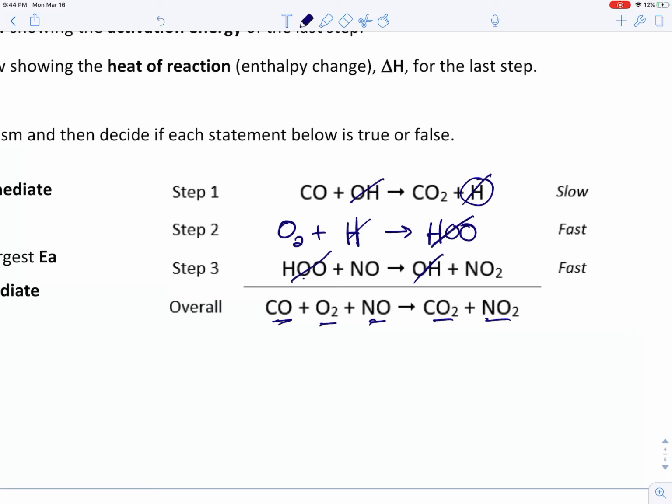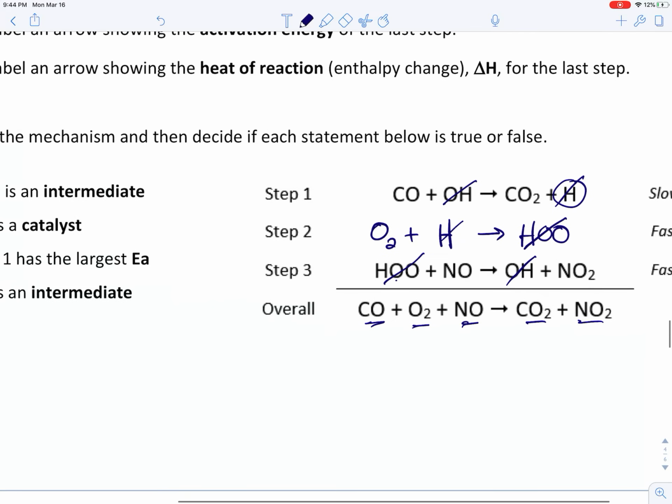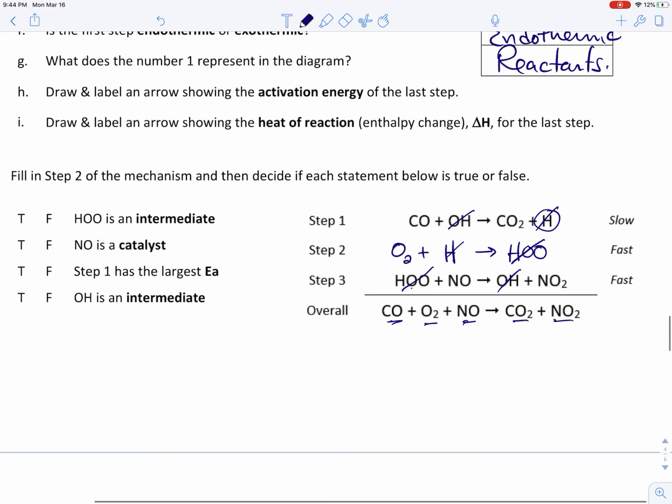O2 reacts with H and forms HOO. Now looking at the true-false questions, the first one says, true or false, HOO was an intermediate. Well, the HOO was a product in step 2, and it was a reactant in step 3. That is the definition of an intermediate, so that first statement is true. NO is a catalyst. Well, the NO is a reactant in the third step, but it's not a product in a later step. There is no later step, so that would be a false statement.